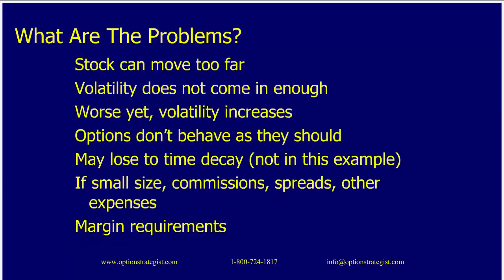But is it guaranteed? Well, what are the problems? Well, first, the stock could move too far, right? We saw with the example that I had, we could move 10% one way, 10% down. We could move 15% up. Volatility might not come in enough. You know, maybe it was 60 and the volatility just stayed very high. It's possible, although we said, you know, in that particular stock, I think volatility traded from 35 to 55.